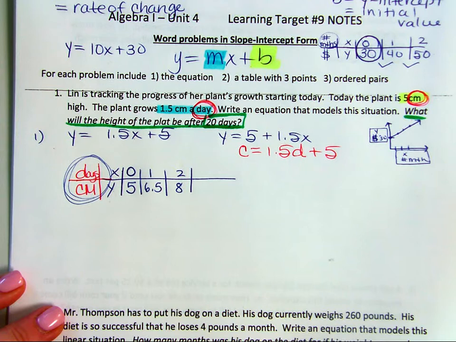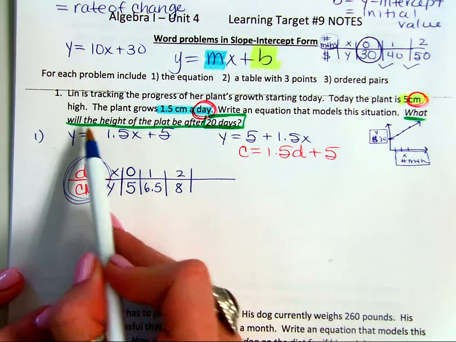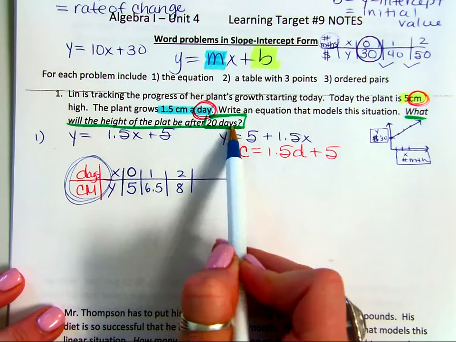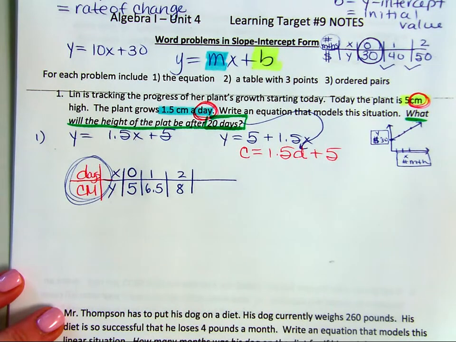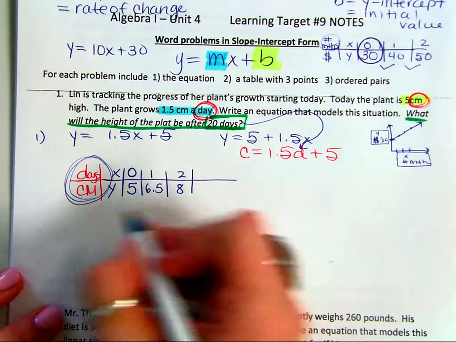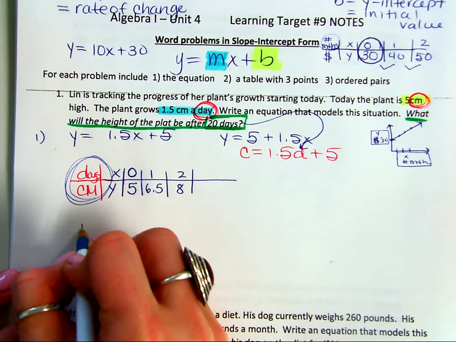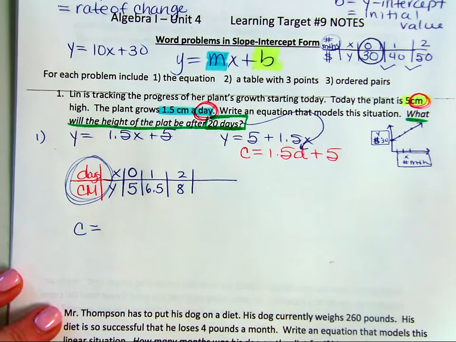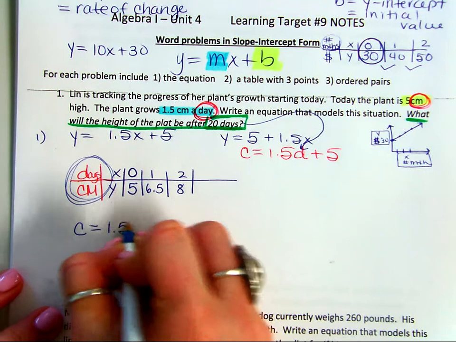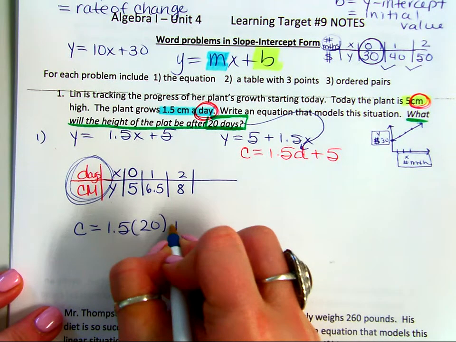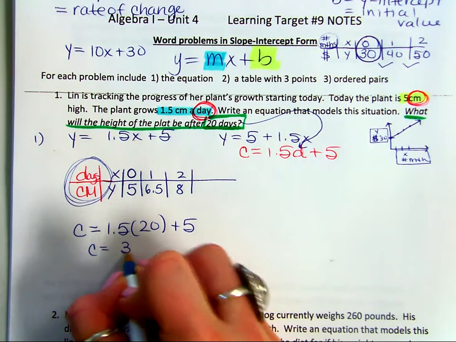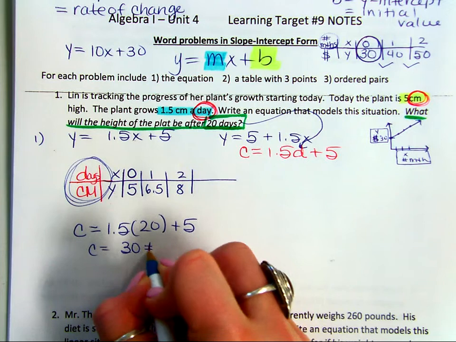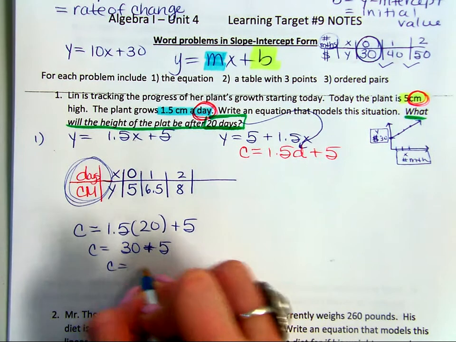All right. So then, now what I have to do is answer this question. What will the height of the plant be after 20 days? So now I know that that 20 goes right there. Yes? So this means that the centimeters, the number of centimeters, will be equal to 1.5 times 20 plus 5. And 1.5 times 20 is 30 plus 5. So C equals 35. Okay, so we're not done yet.